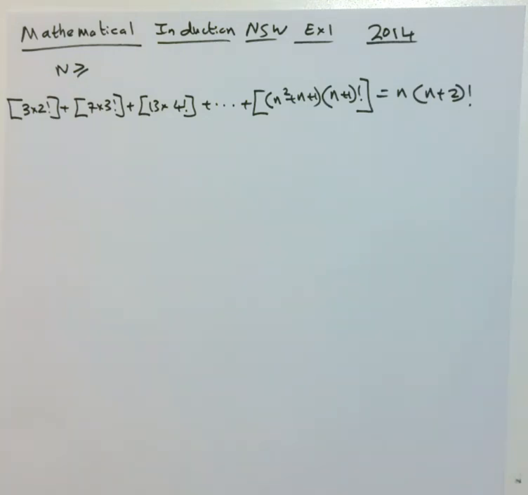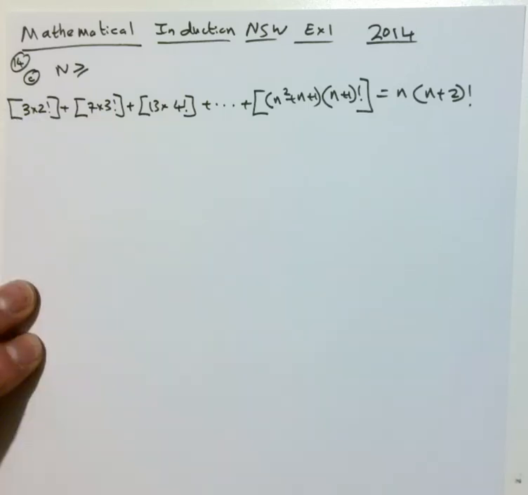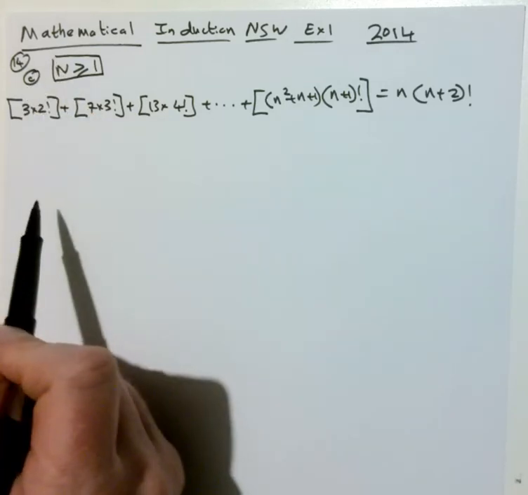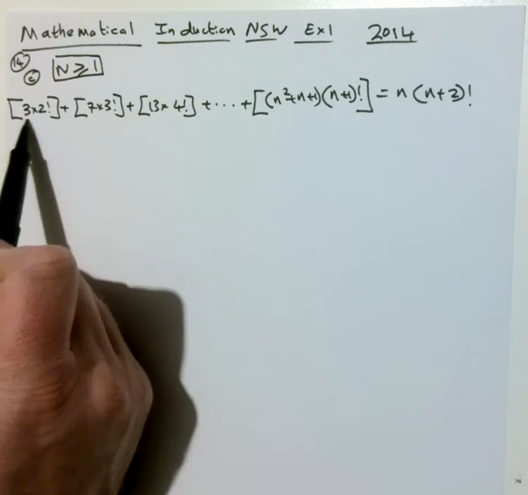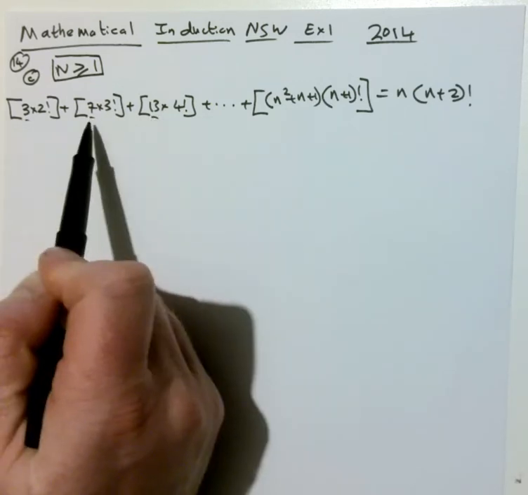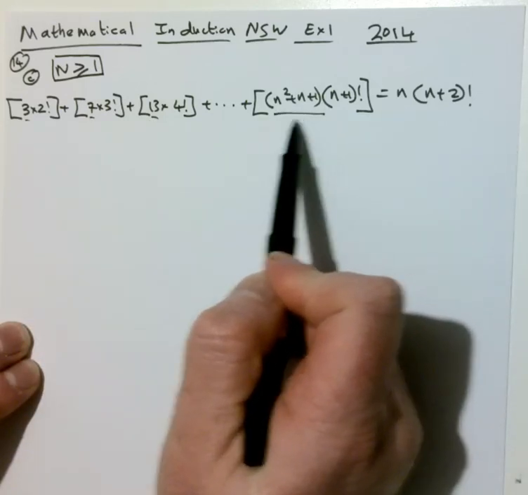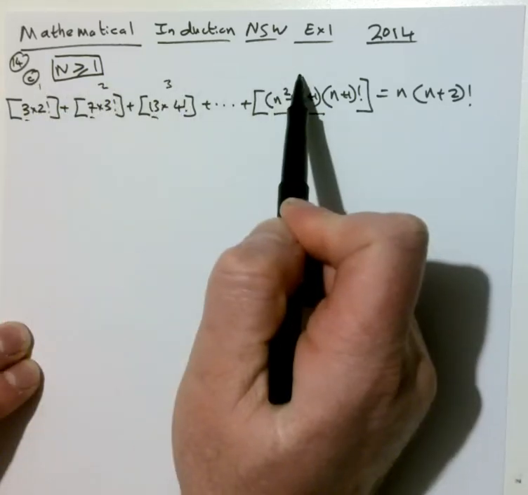This is a mathematical induction question from the New South Wales Extension 1 paper 2014, and it was question 14C. Okay, so this is the condition. So as you can see here, we've got a quadratic sequence 3, 7, 13. So this quadratic sequence is covered by that, and then we simply have factorial for each term. So this is term 1, 2, 3, term n.